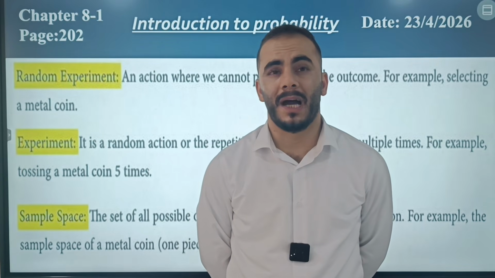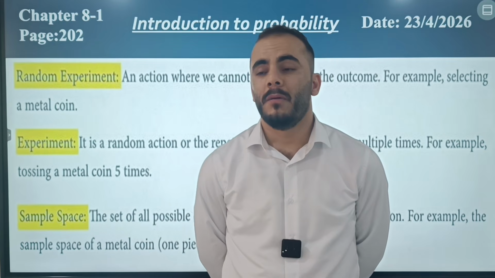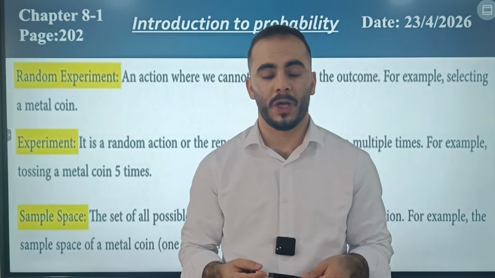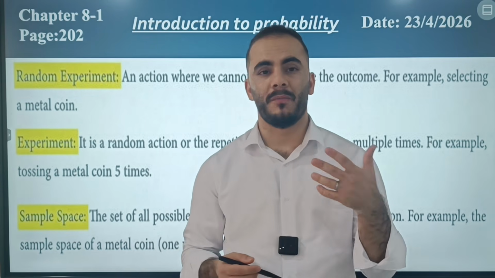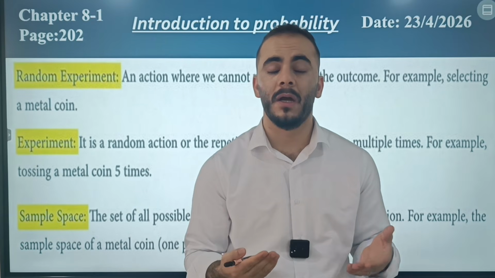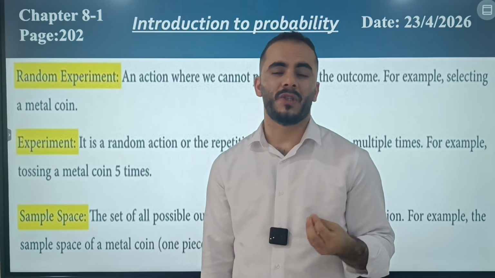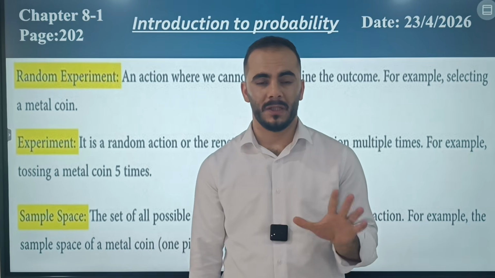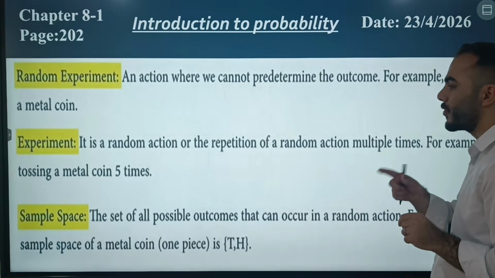So in a coin, how many outcomes do we have? We have tail and head, which means 2 outcomes. But what about a dice? A dice is in a cube shape, and in a cube, how many faces do we have? We have 6 faces. So it means there are 6 numbers on it. Each face represents a number. That's why our sample space in a dice consists of 6 possible outcomes. In a coin, it is 2. So the set of all possible outcomes is called the sample space.